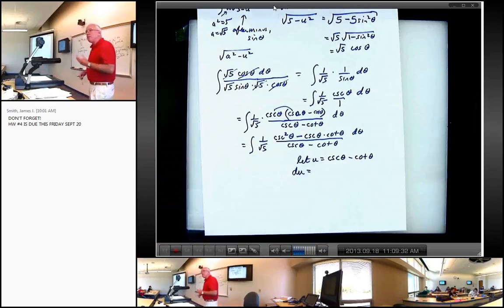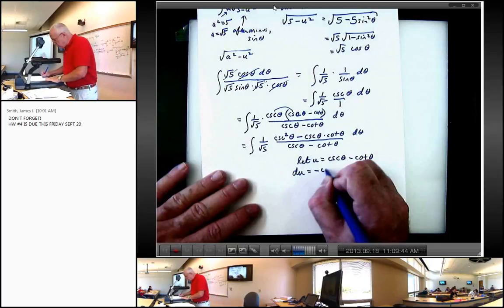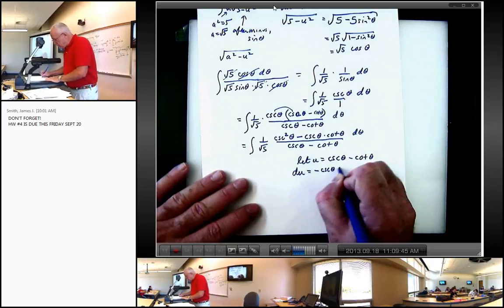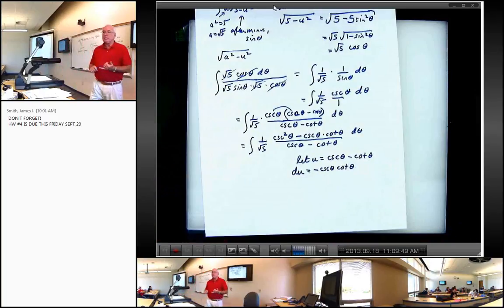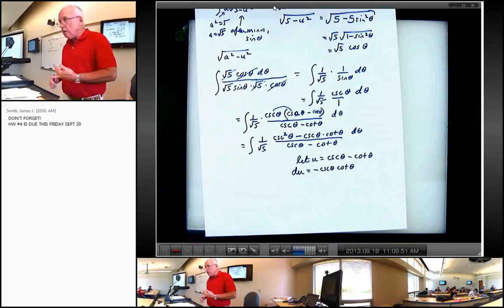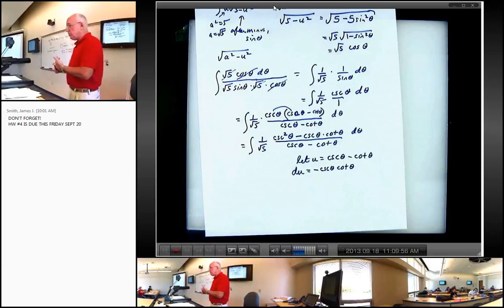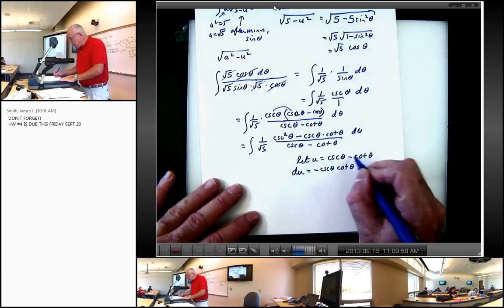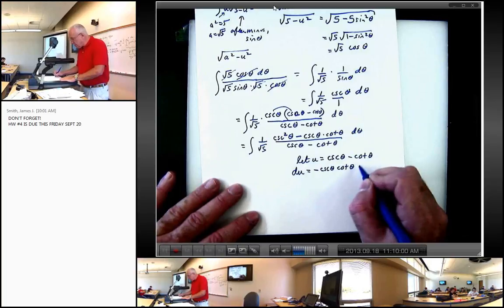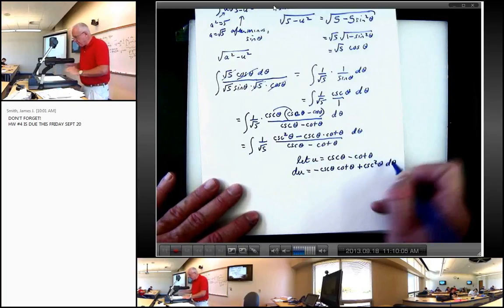Well, the derivative of the secant is the secant tangent. The derivative of the cosecant is the minus cosecant cotangent. So minus cosecant cotangent. Now the derivative of the tangent is the secant squared, but the derivative of the cotangent is the minus cosecant squared. And notice we have a minus in front. So this will be plus the cosecant squared of theta d theta.